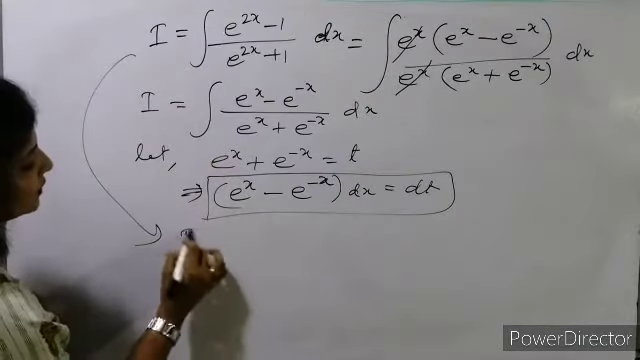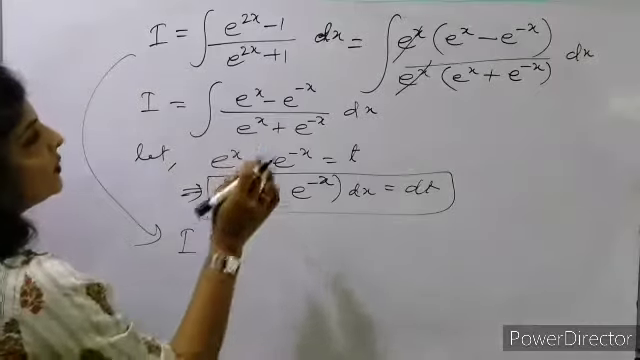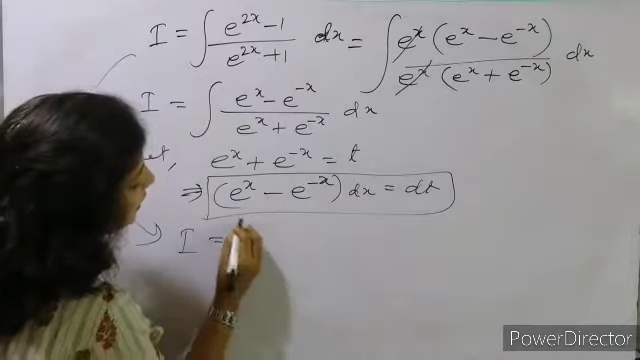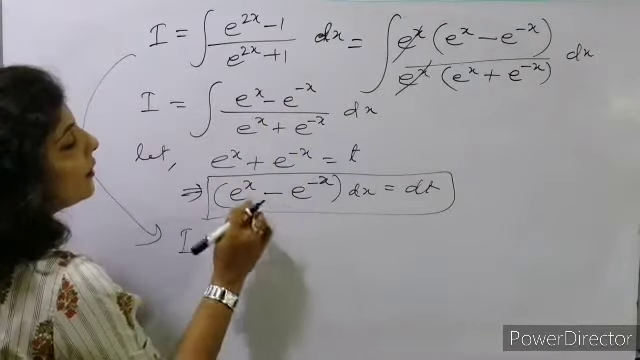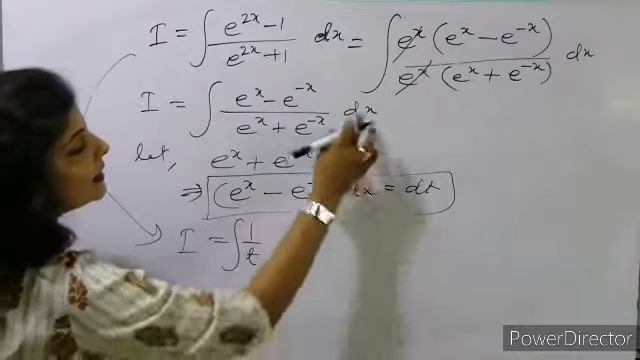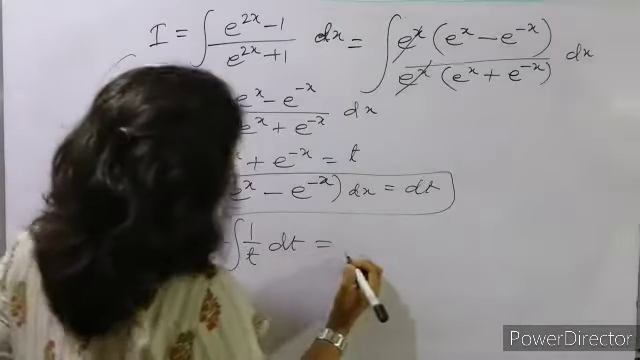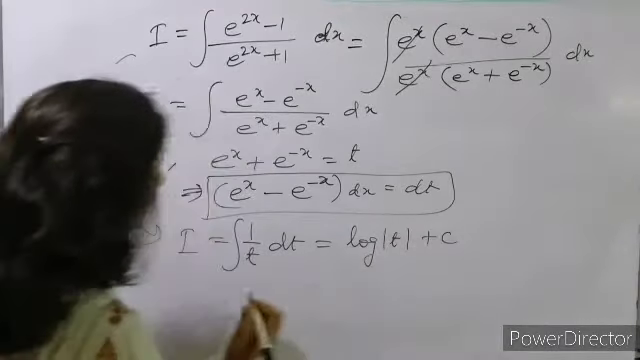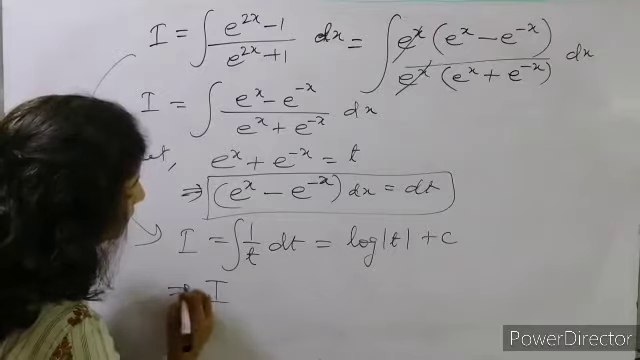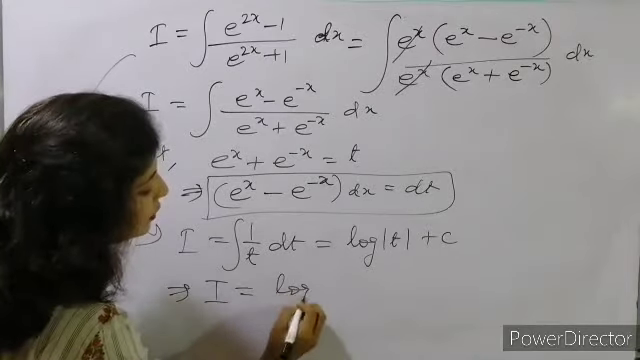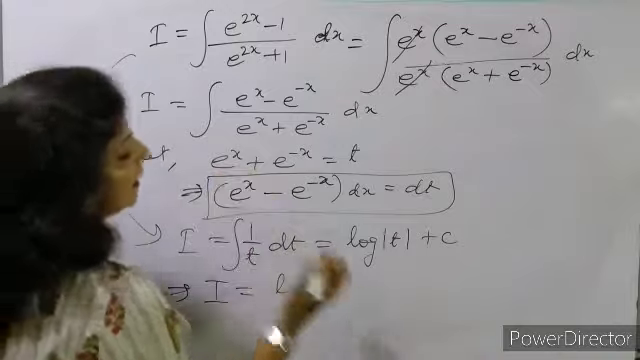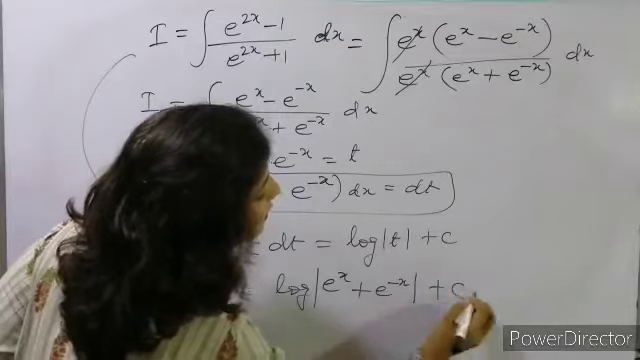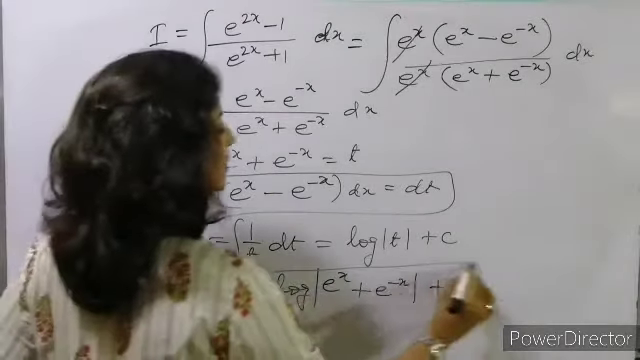So we'll put this value here. This value we have taken as t, so 1 upon t, and e to the power x minus e to the power minus x dx is equal to dt. Okay. So what value will we get? log of t plus c. Now we'll put the value of t here. The value of t is e to the power x plus e to the power minus x, so log of e to the power x plus e to the power minus x plus c. Okay, so this will be our value.